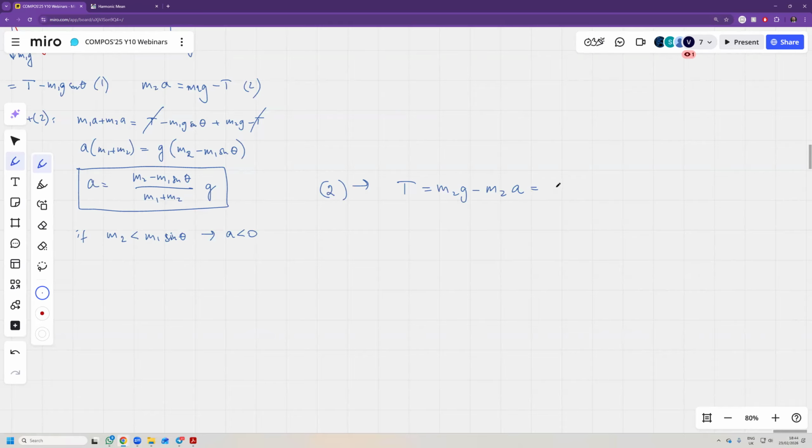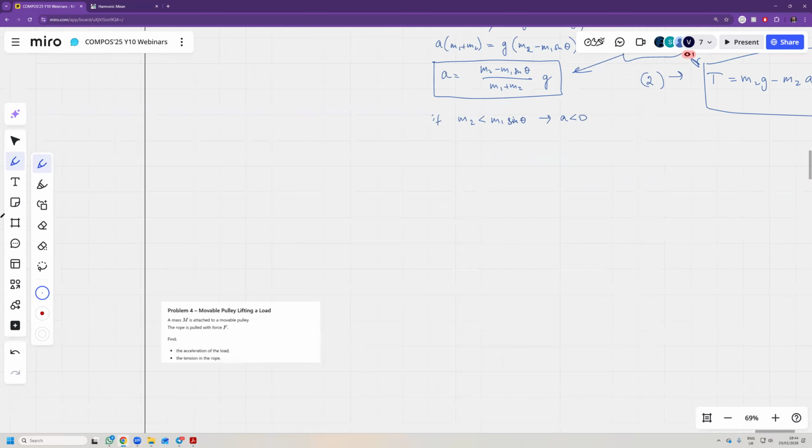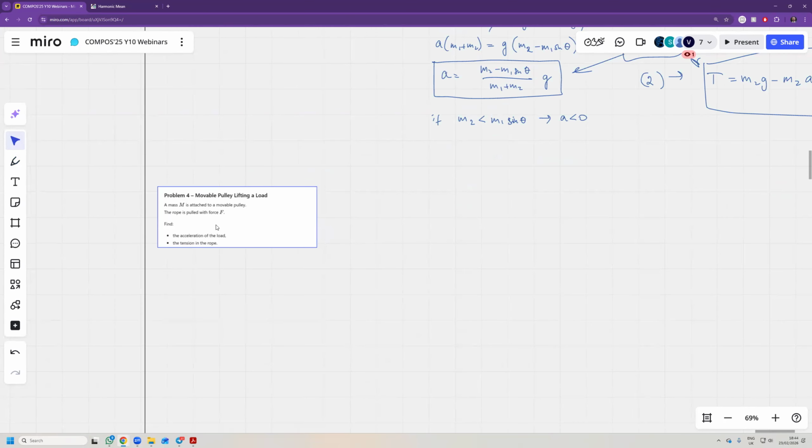And so we just substitute that in. So it's m2g minus m2 times (m2 minus m1 sine theta) divided by (m1 plus m2), times g. I'll just leave it like this. I don't want to mess it up, honestly. So yeah, that's the answer. This one and this one. All right, moving on. Problem 4.